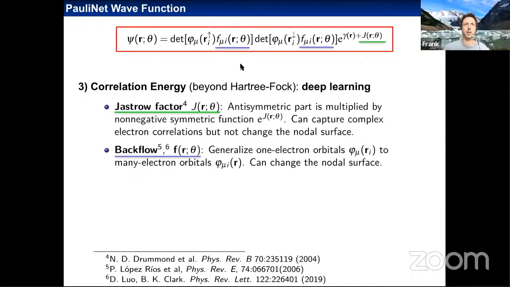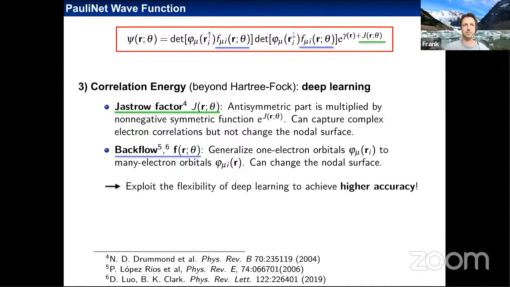So we learn this backflow function here, f, which goes into the antisymmetric part. And we learn a symmetric function, the Jastrow factor. If we have an antisymmetric function and we multiply it with a symmetric function, we still have an antisymmetric function. So this maintains antisymmetry of our wave function. So basically the idea is to exploit the flexibility of deep learning for these functions here to achieve higher accuracy.